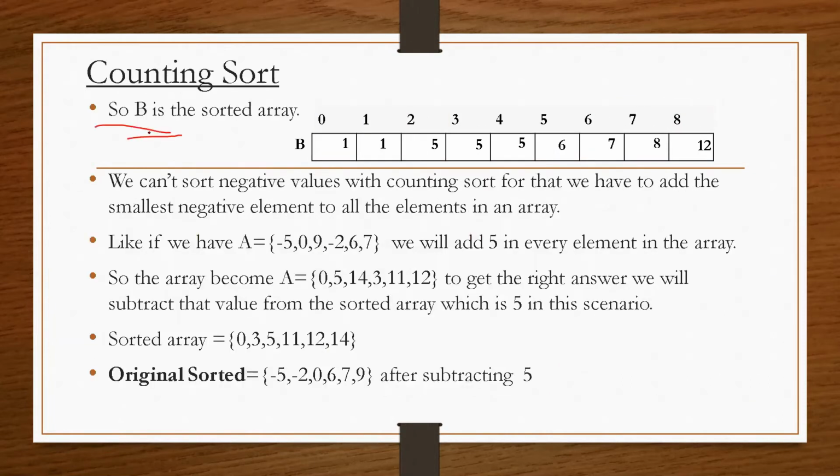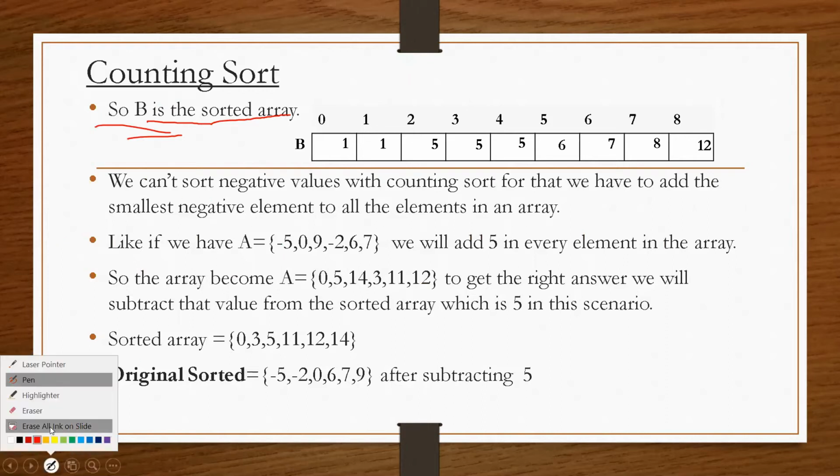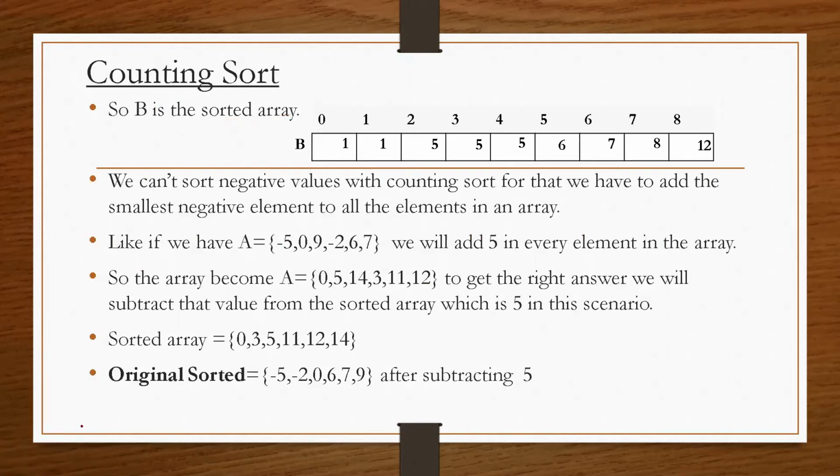Proceeding further, let's discuss some drawbacks of counting sort. The major drawback of counting sort is that an array consisting of negative numbers cannot be sorted directly, as it is very difficult to count with negative numbers in it. So for that, what we do is replace the negative values with positive values by adding the most negative number present in our array to get a positive array.